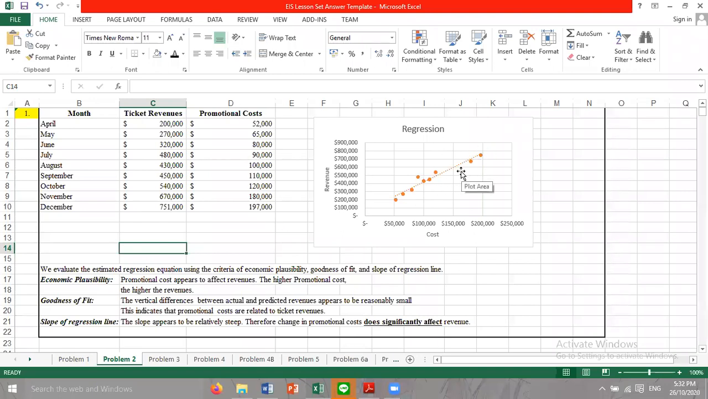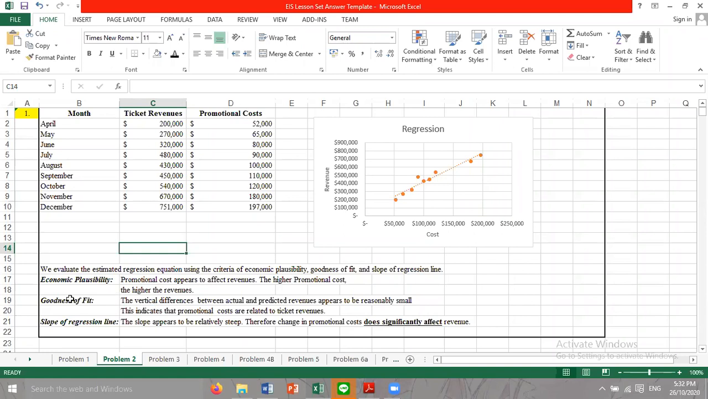Same thing. In this case, the higher the promotional cost, the higher the revenues, as can be seen in the graph. Now, next one, we have goodness of fit. So what does goodness of fit measure? Goodness of fit measures how strong the relationship is, or how strong the correlation is between cost and revenue.